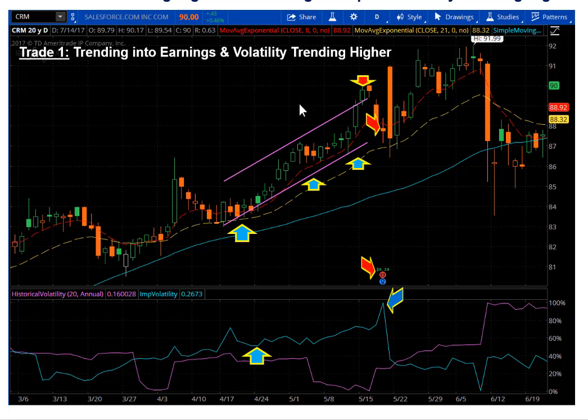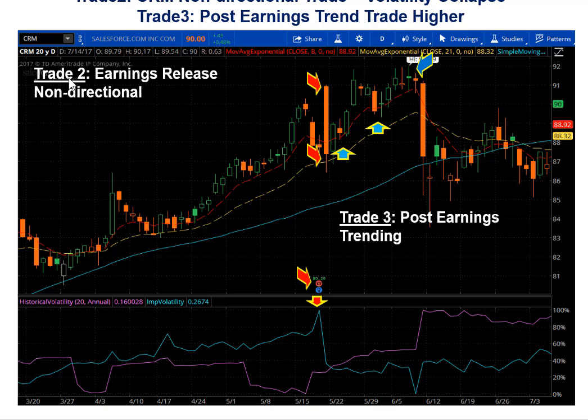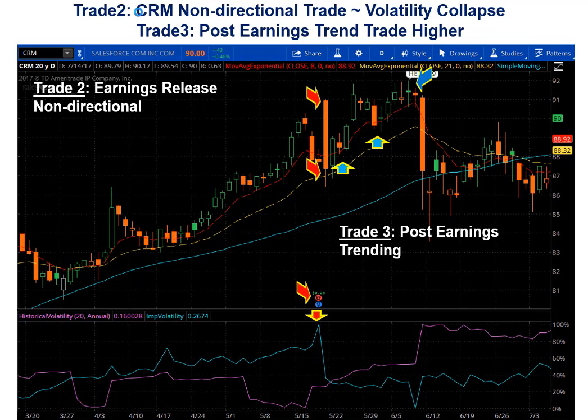And then the second trade would be what we call a non-directional earnings trade. Trade two is a non-directional trade. You want to get positioned here, and you want to be doing a trade for either a big price spike up or down, as you can see here, or another trade opportunity is to take advantage of the volatility collapse, like you see right here. See the implied volatility collapse.